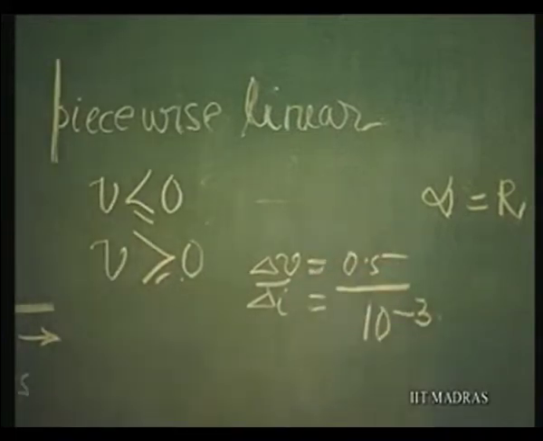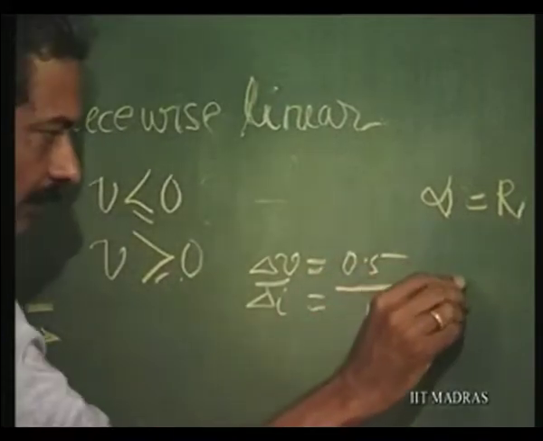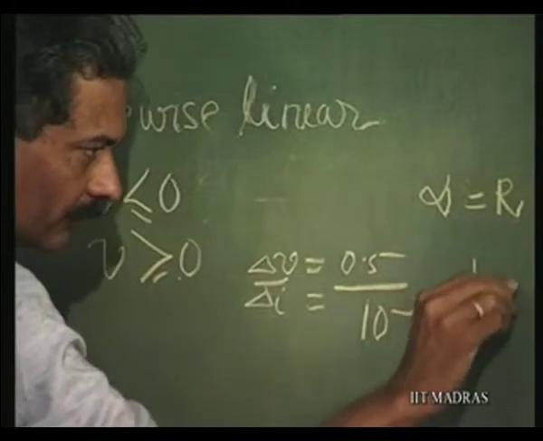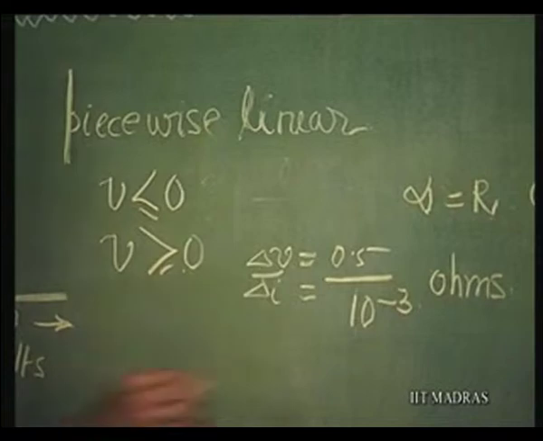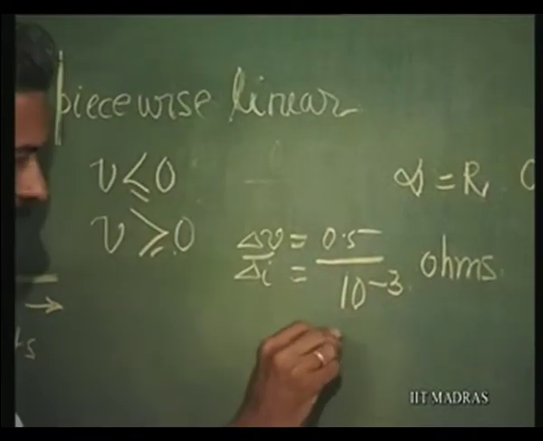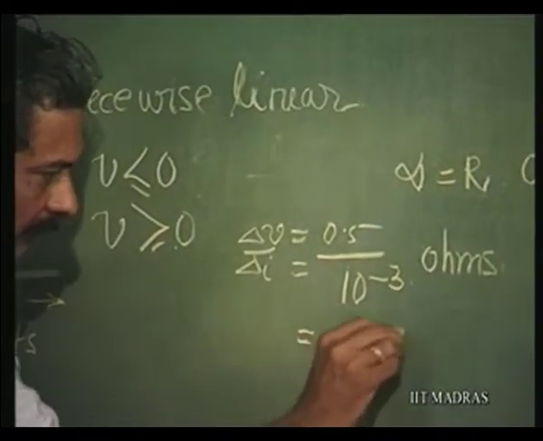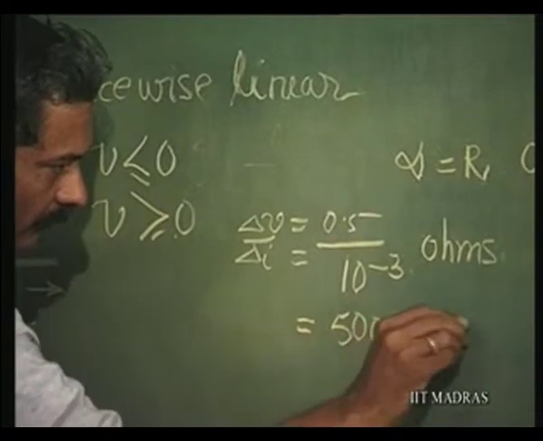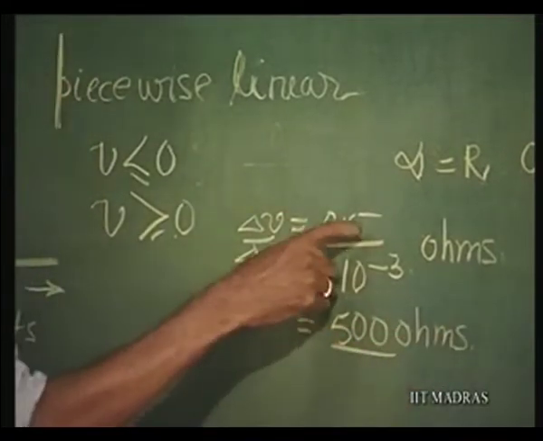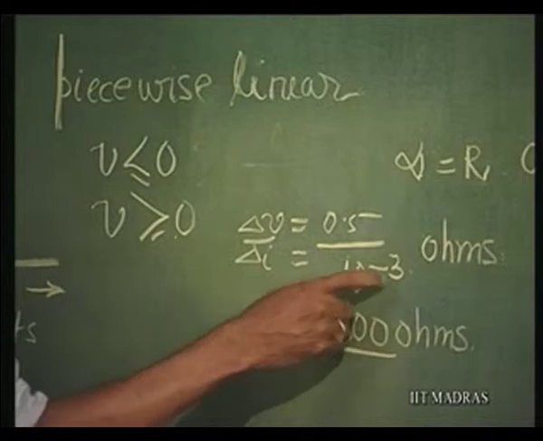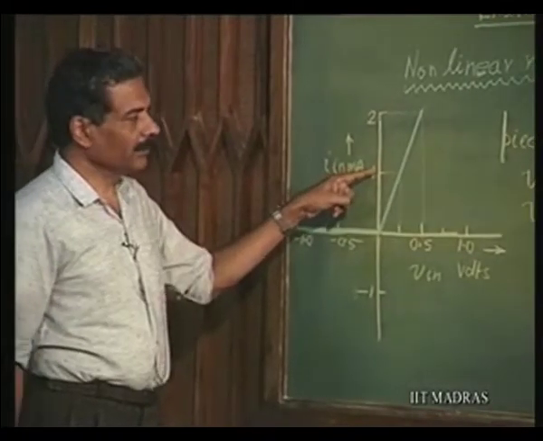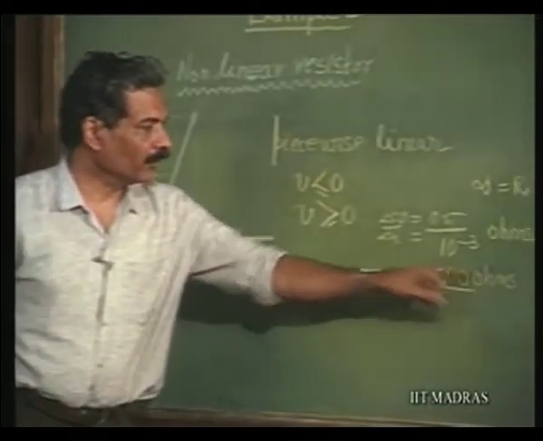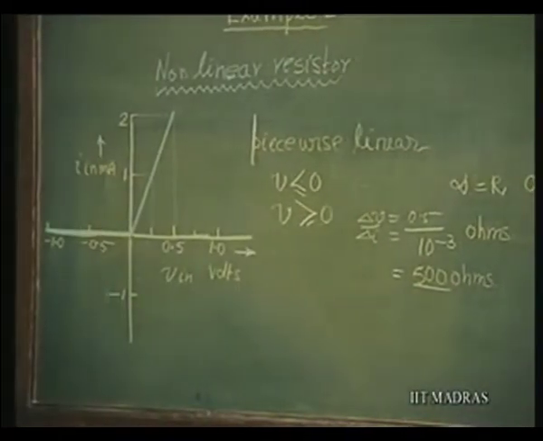So many volts per ampere, or so many ohms, right. This is nothing but 500 ohms. 0.5 divided by 10 to the power minus 3 amperes, or 1 milliampere, is nothing but 500 ohms. That is the resistance of this region.